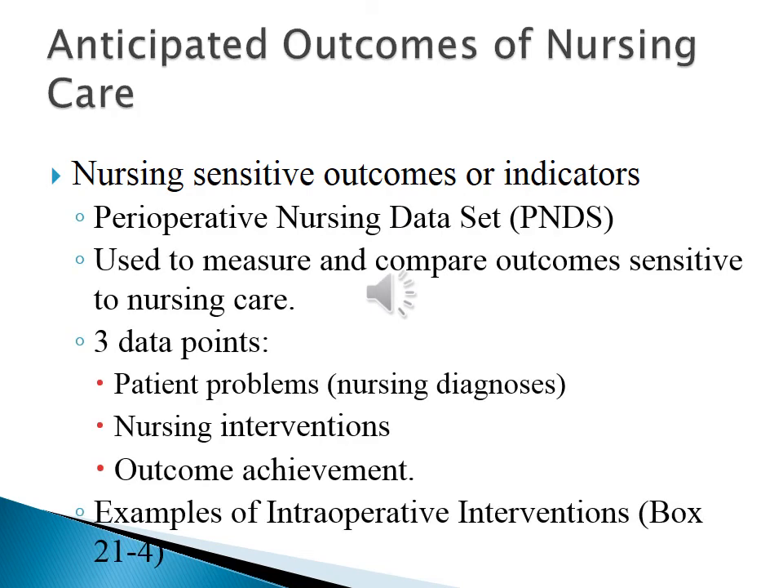Anticipated outcomes of nursing: nursing sensitive outcomes or indicators. They use the perioperative nursing data set to measure and compare outcomes sensitive to nursing care, so they use 3 data points: patient problems, nursing interventions, and outcome achievement. Examples of intraoperative interventions you can look at in box 24 or 21-4.